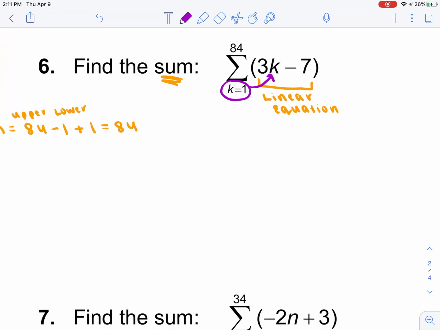So with that being said, to find the first term, your a sub 1 here is going to be when k equals 1, and what we're going to get for that is 3 times 1 minus 7, or a value of -4.